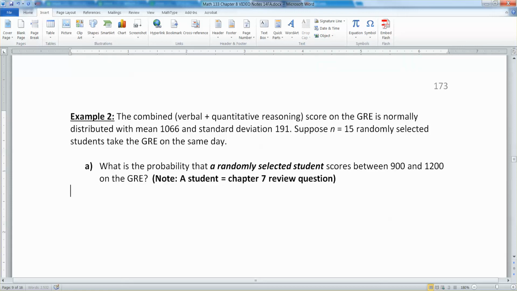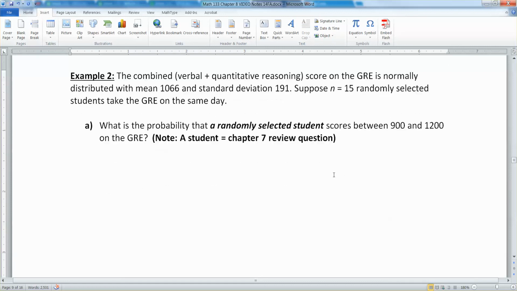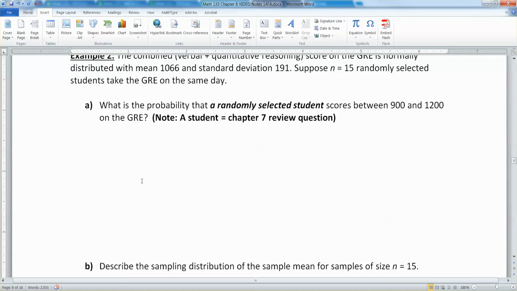All right, so let's remember how to find that. We're going to need to know the shape, and we do know the shape. It's normally distributed, has a mean of 1066, standard deviation of 191, and we want to find the probability that it's between 900 and 1200. So we're going to need normal CDF. Let me type up some stuff and draw a picture, and I'll be right back.